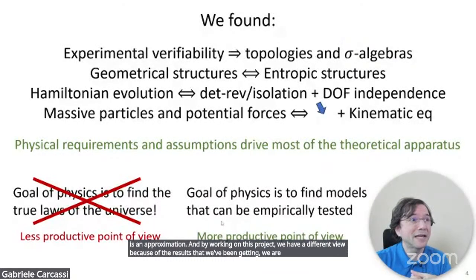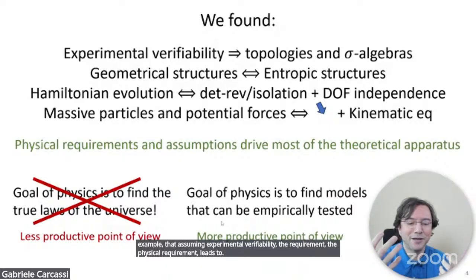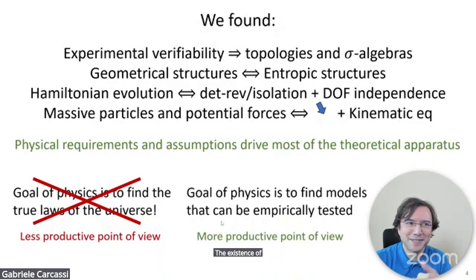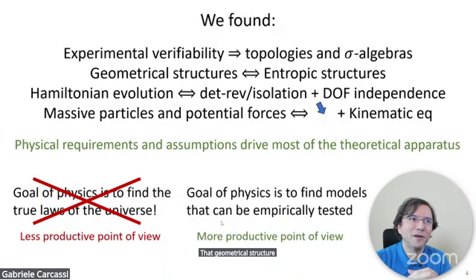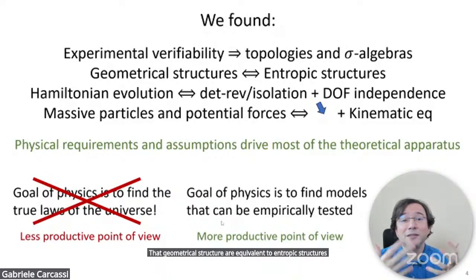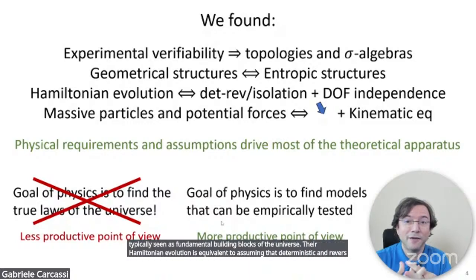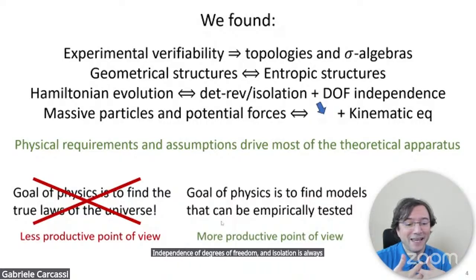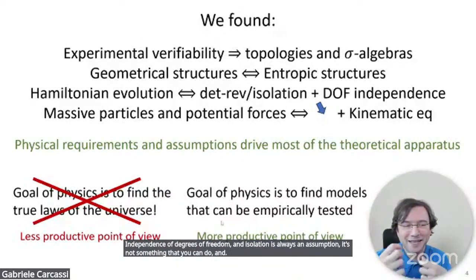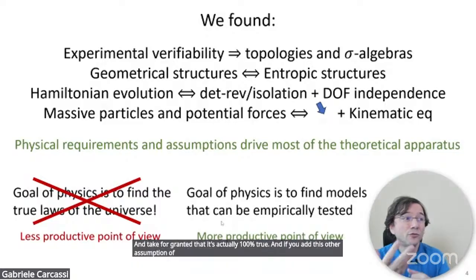We are going to see today, for example, that assuming experimental verifiability, the physical requirement, leads to the existence of topologies and sigma algebras at the mathematical level, that geometrical structures are equivalent to entropic structures, which are not typically seen as fundamental building blocks of the universe, and that Hamiltonian evolution is equivalent to assuming a deterministic and reversible evolution, or isolation, and independence of degrees of freedom. And isolation is always an assumption, not something that you can take for granted to be 100% true. And if you add this other assumption of kinematic equivalence, you recover massive particles and rotation forces.